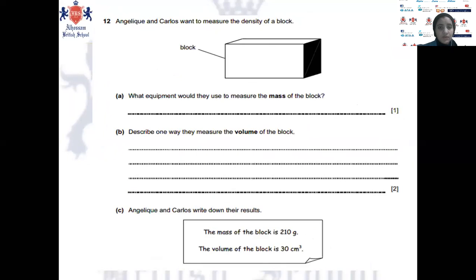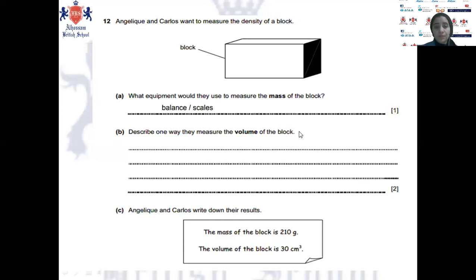Okay, it's about the mass and volume, and density. What equipment would they use to measure the mass of the block? Balance. Balance, excellent. Mass, so it will be balance or scale. Okay, excellent. Describe one way they measure the volume of the block.